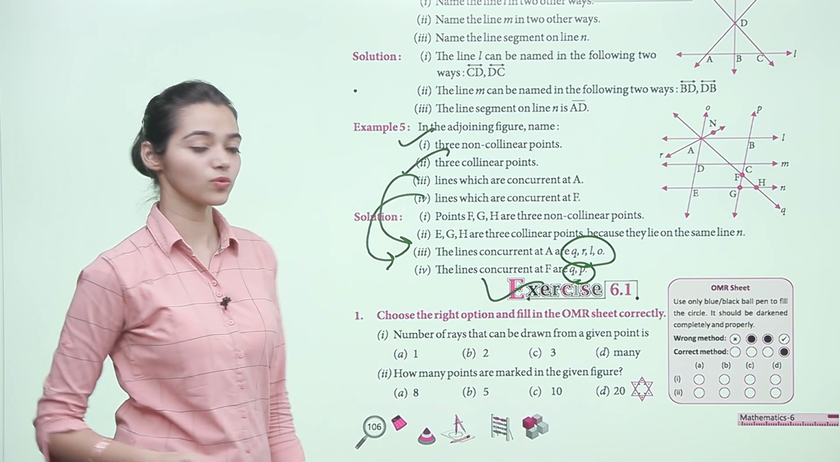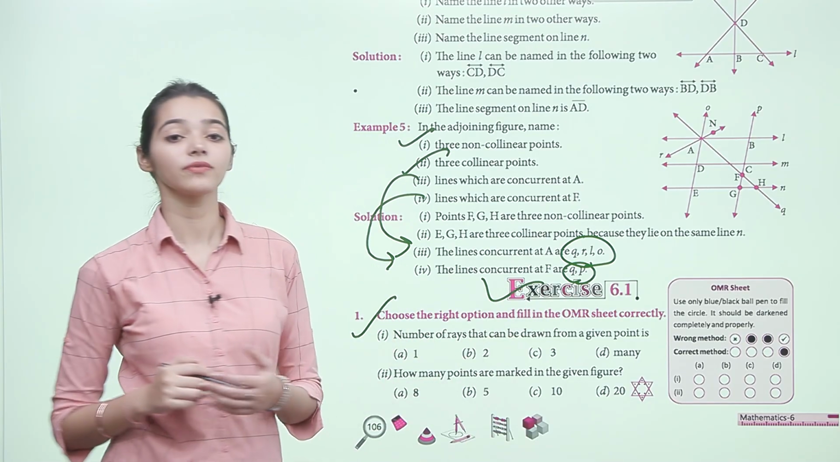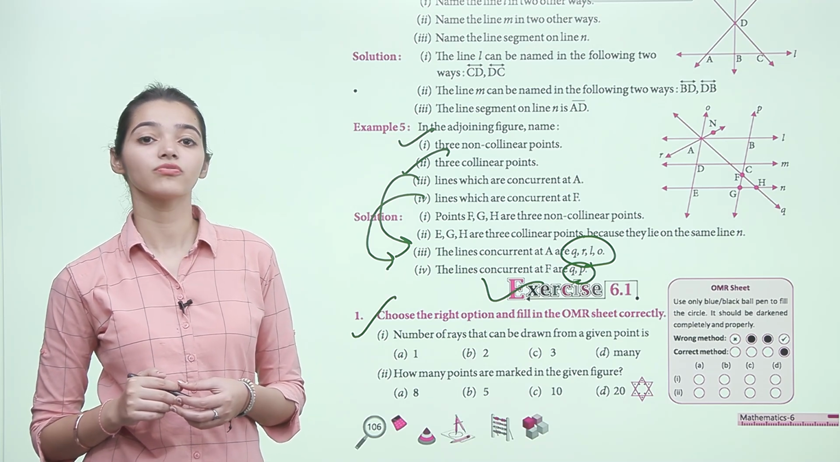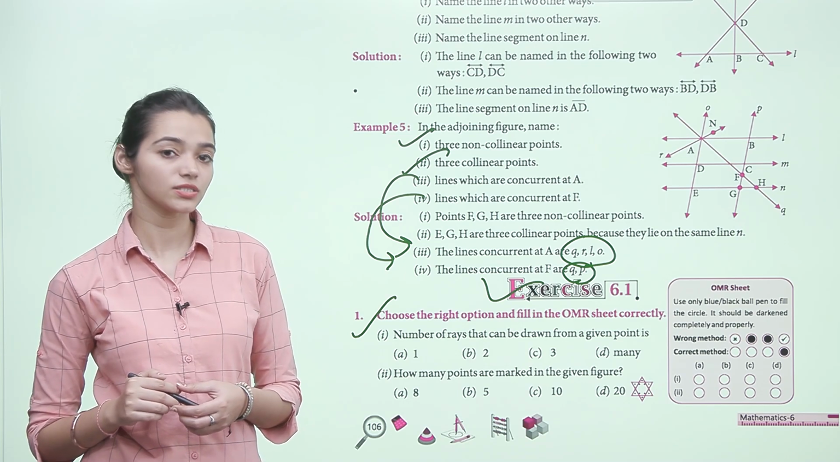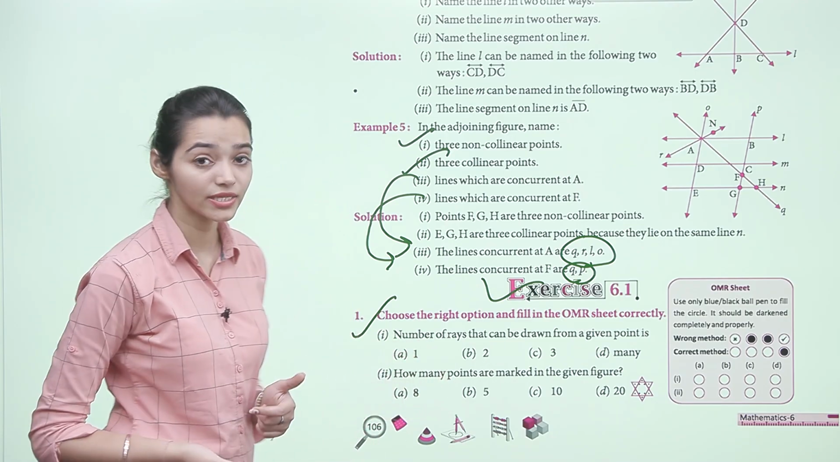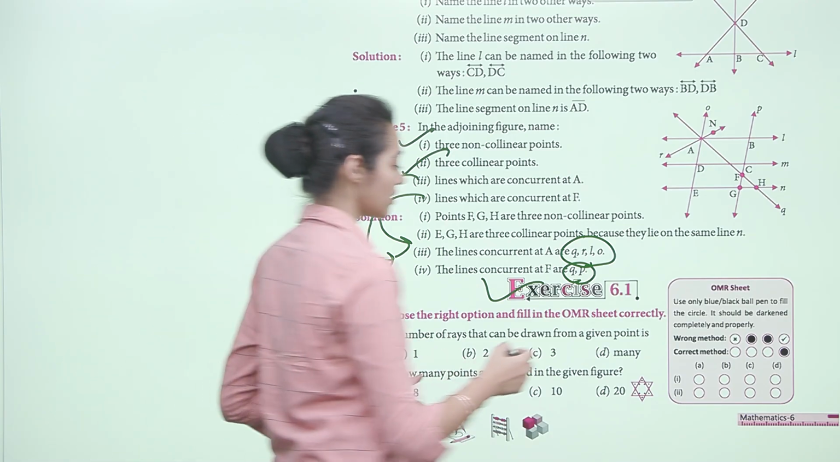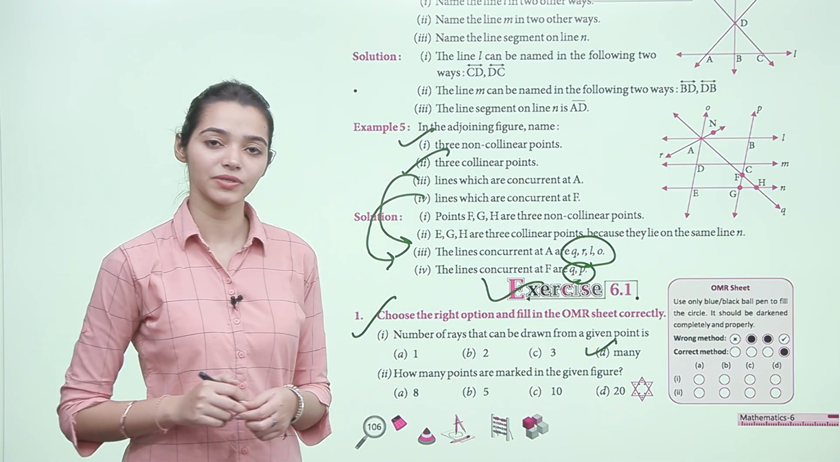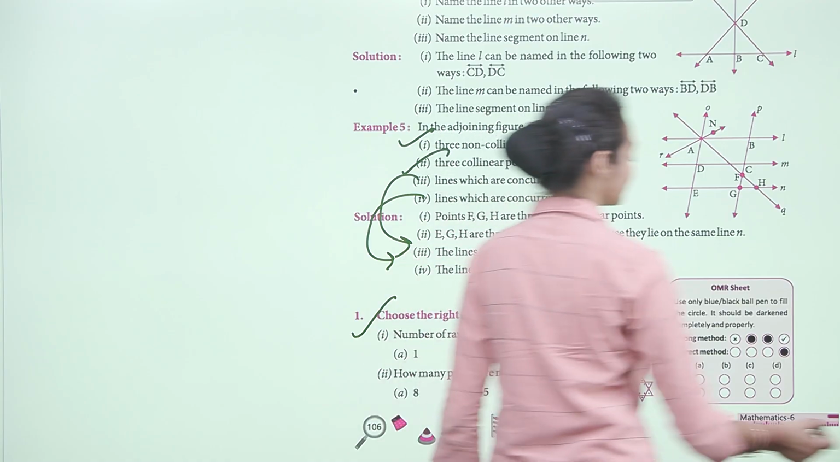Let's start with exercise 6.1. In the first part, we have to choose the right option and fill it in the OMR sheet correctly. The question is: the number of rays that can be drawn from a given point is, we have to find out how many rays can be drawn from a given point, that is many. That's how you can complete the remaining ones.